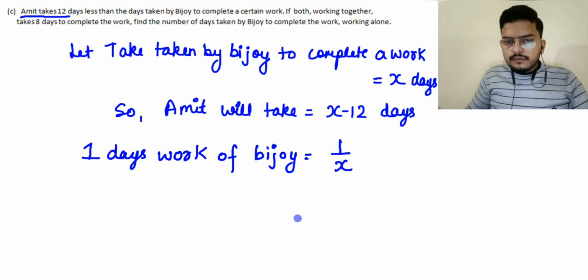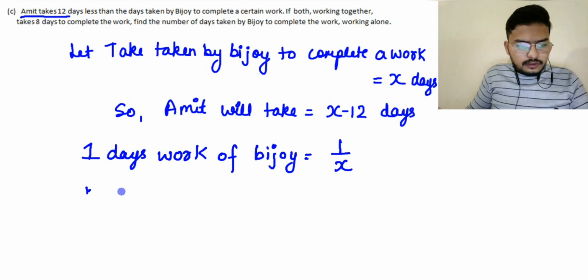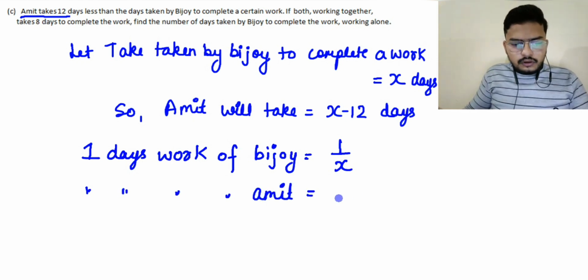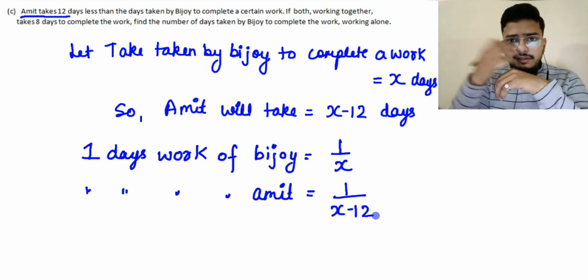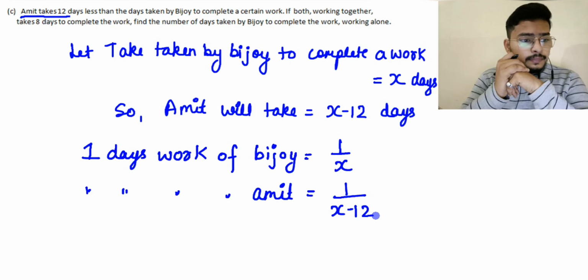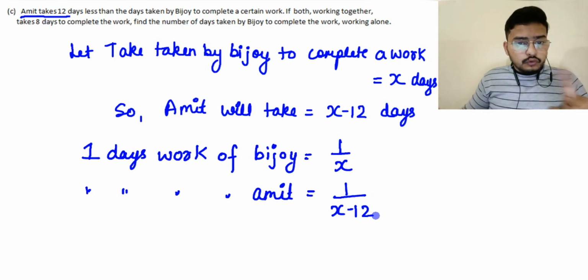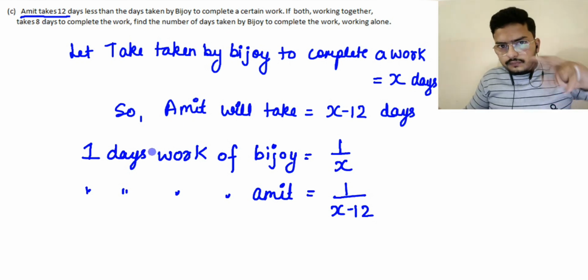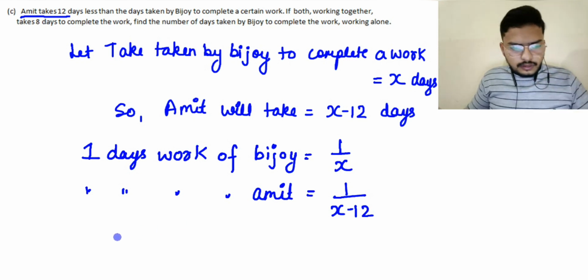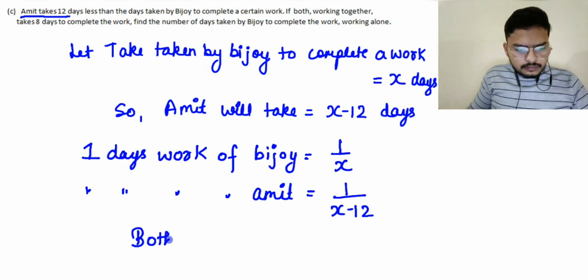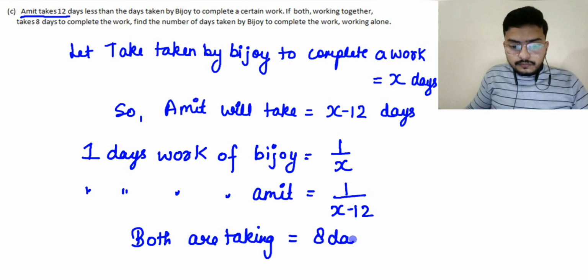In 1 day, 1 day work of Bijoy is 1 by X, and similarly 1 day work of Amit is 1 by X minus 12. That is the 1 day work. And the question says that if both are working together, then they are taking 8 days to complete the work.